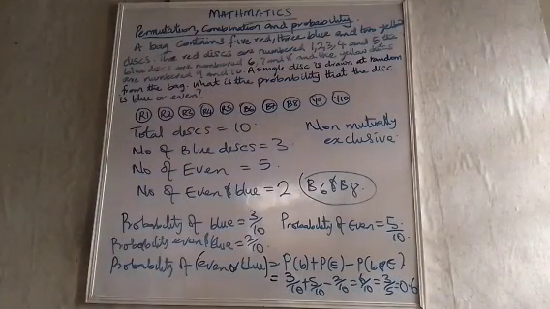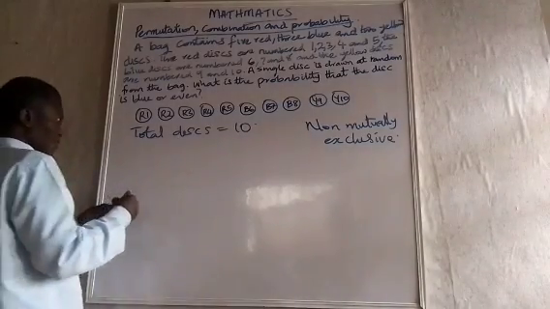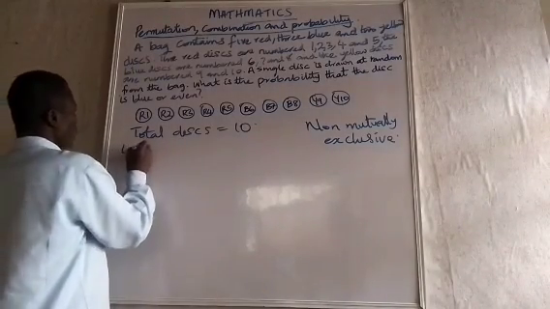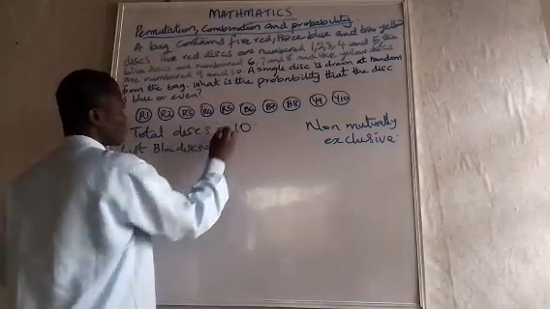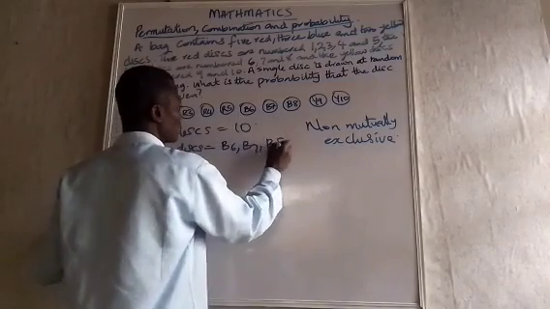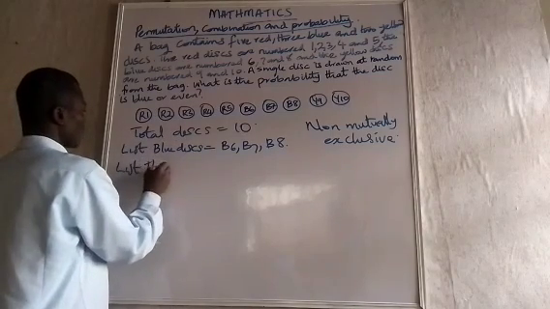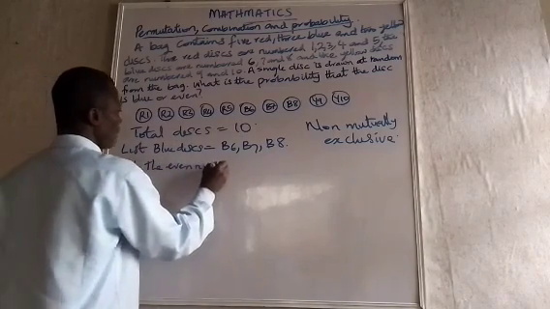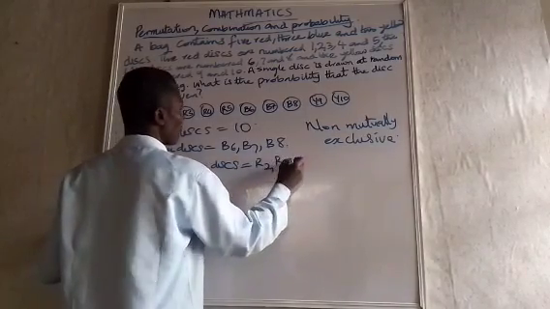Let's look at another way. It will enhance the clarity of handling mutually exclusive issues. Now, from here, we have total list to be equal to 10. Let us list the blue list. That is B6, B7, B8. Let us list the even number list. That is R2, R4, B6.